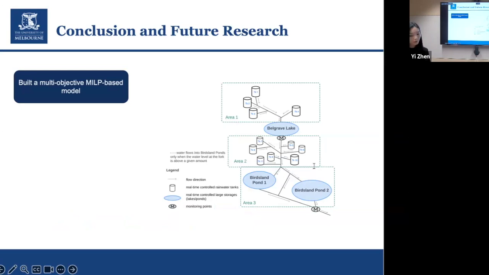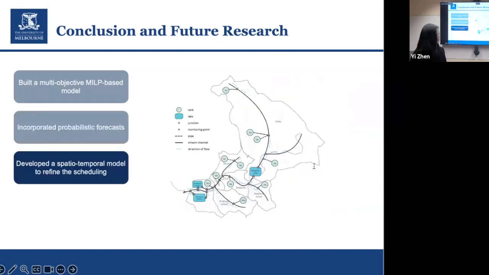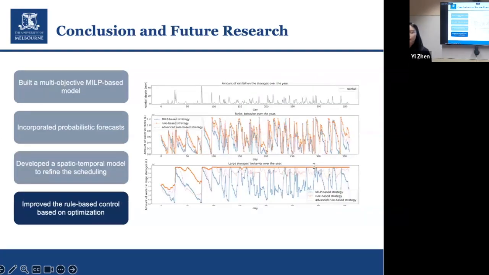So to conclude our work, we started with a multi-objective mixed integer linear programming model to optimize the daily releases for the rainwater harvesting systems. And then we incorporated the probability forecast to improve the performance under uncertainties. And we also developed a special temporal model to refine the scheduling for a more stable flow regime and also reduce the peak flow. And finally, we improved the rule-based control using the insight we gained from optimization, and we managed to provide more flexible options to the stakeholder compared to the optimization-based strategy.